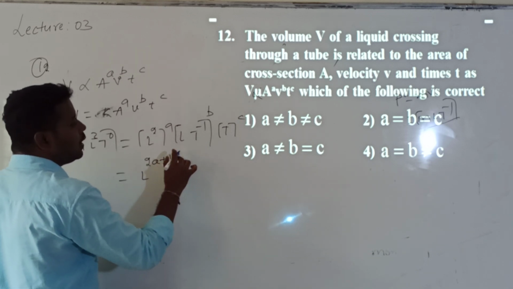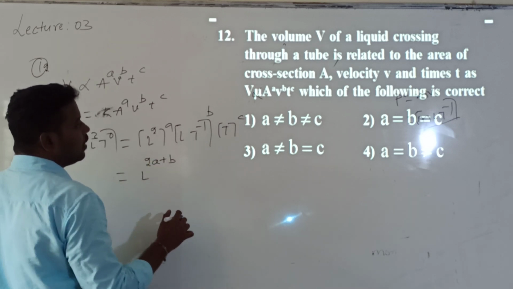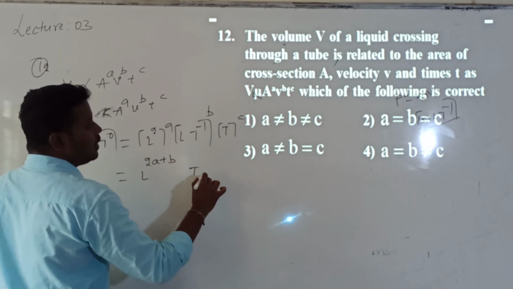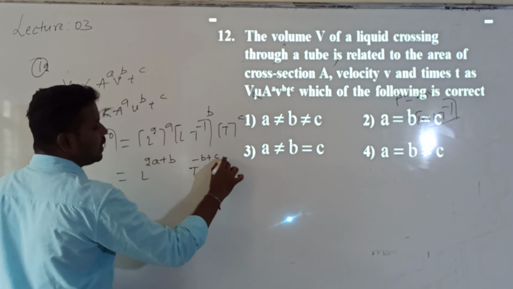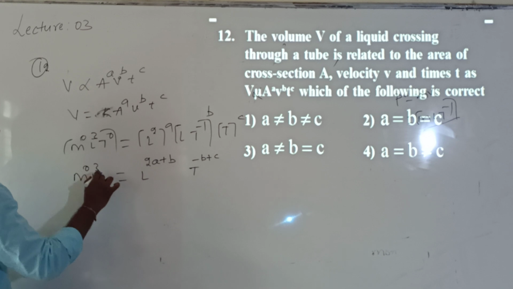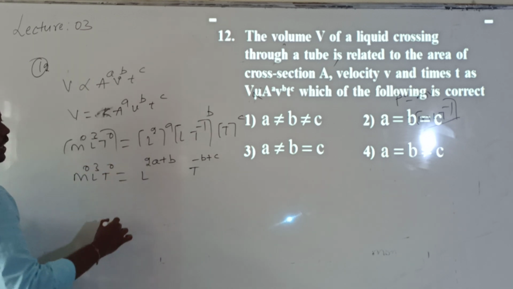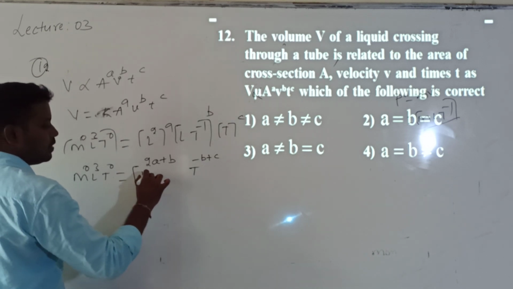When bases are equal, powers can be added. L^(2a+b) × T^(-b+c) is equal to M^0 L^3 T^0. From this, when bases are equal, we can compare the powers.